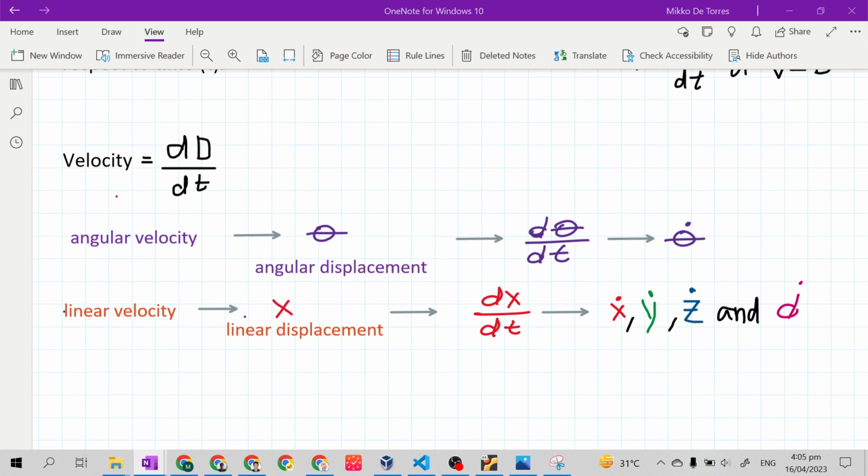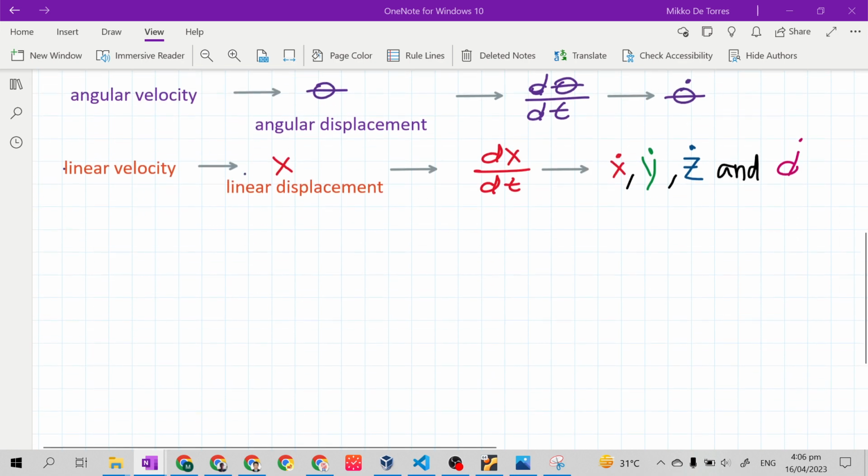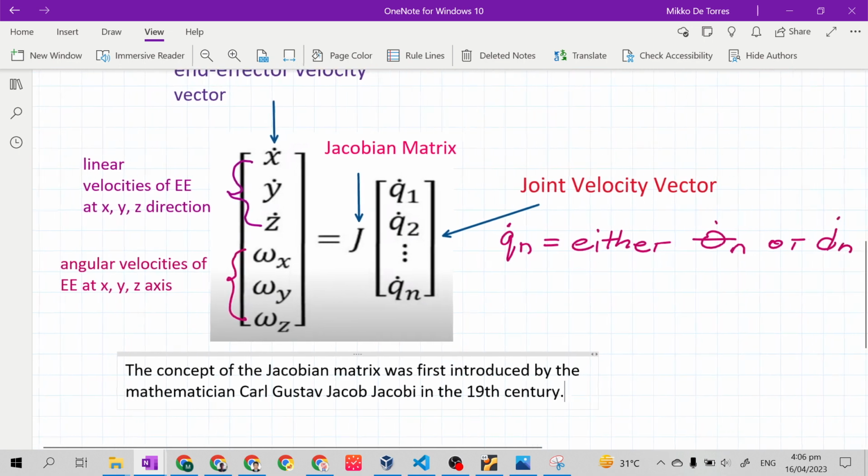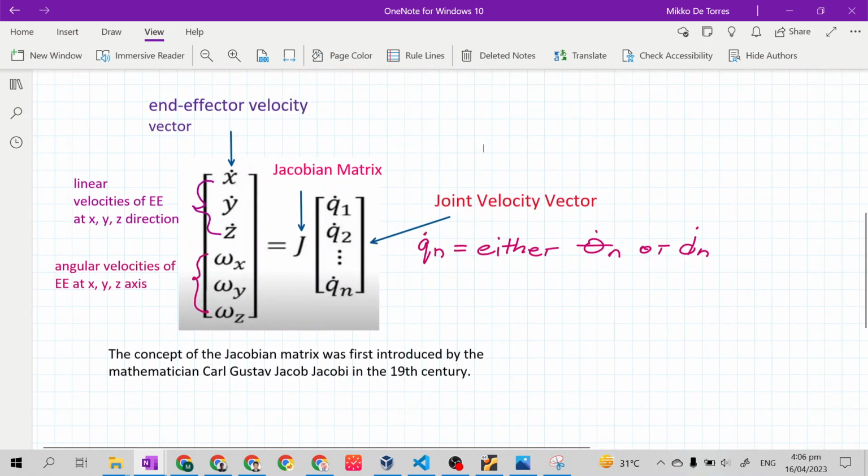This is the form of the Jacobian matrix. It was founded by Carl Gustav Jacobi in the 19th century. This is the general formula of the Jacobian matrix. The J inside is the Jacobian matrix. This vector is the end effector velocity vector, and this right vector is the joint velocity vector.